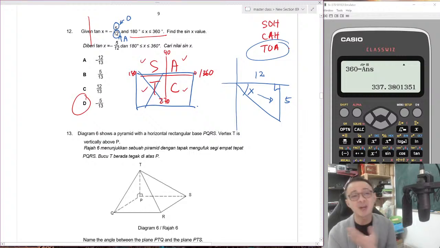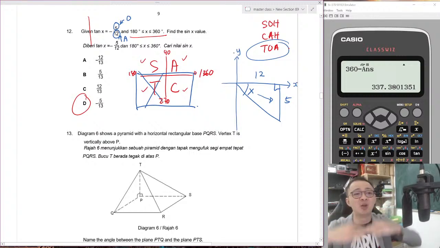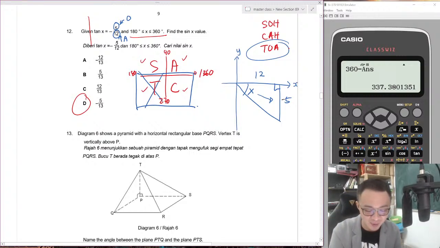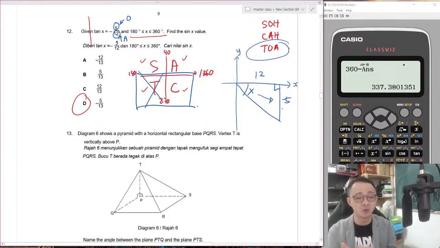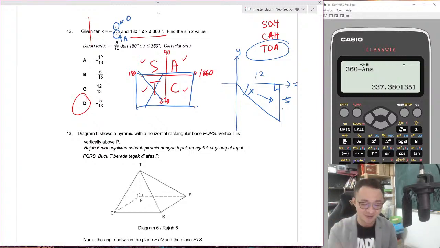But then how come we don't have the negative one? You can see if this is x-axis, this is y-axis, right? Any value below the x-axis should be negative. So negative belongs to 5. It's not belonging to 12, because 12 has a positive x-axis there. Alright, then we use Pythagoras, 12 square plus 5 square, square root it, we get 13 as our hypotenuse.